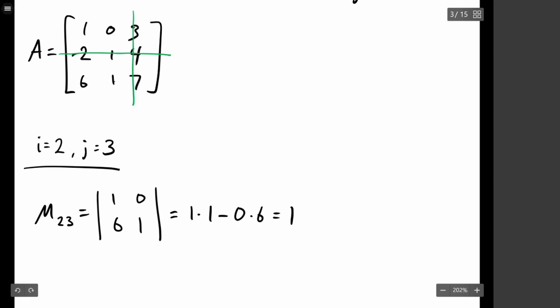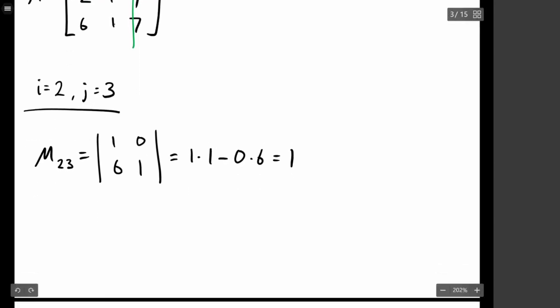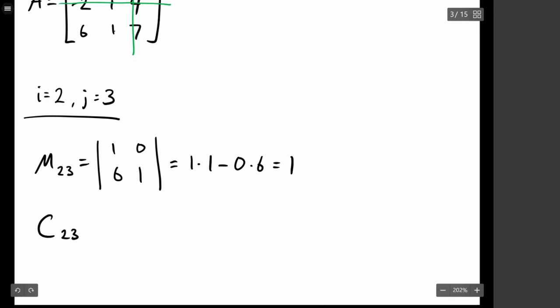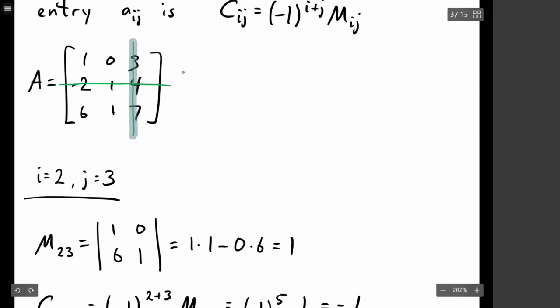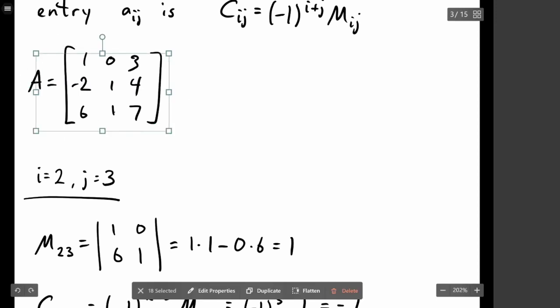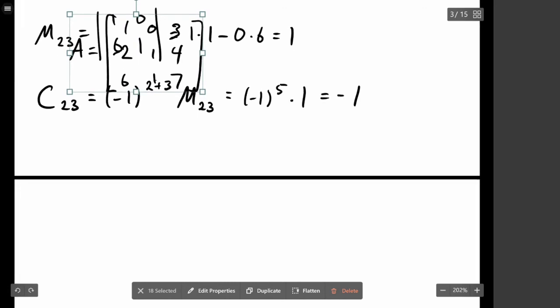Now how about the cofactor? The cofactor C23 is (-1)^(2+3) times M23. So this is (-1)^5 times 1, which is negative 1. All right, so this is the 2,3 cofactor. Let's do one more. Let me just copy this again.